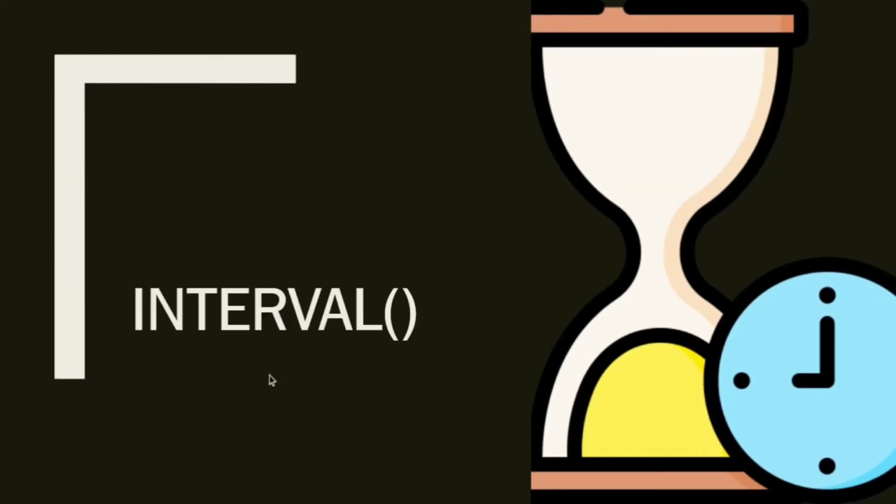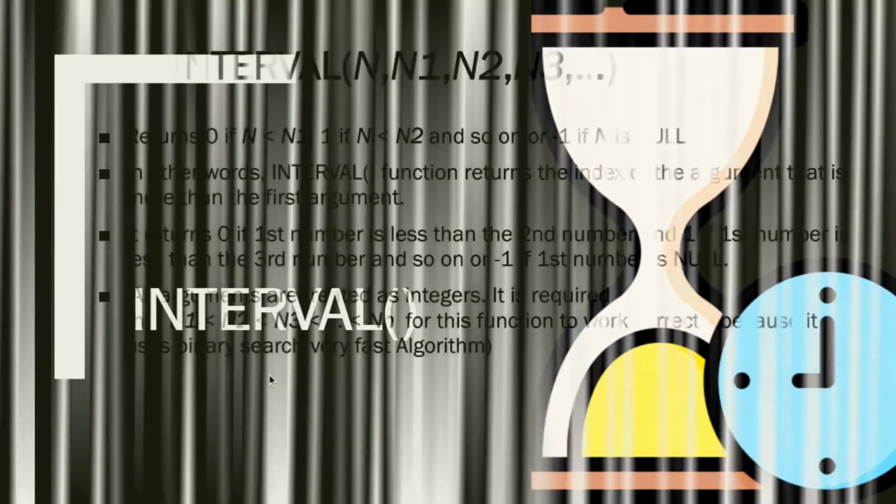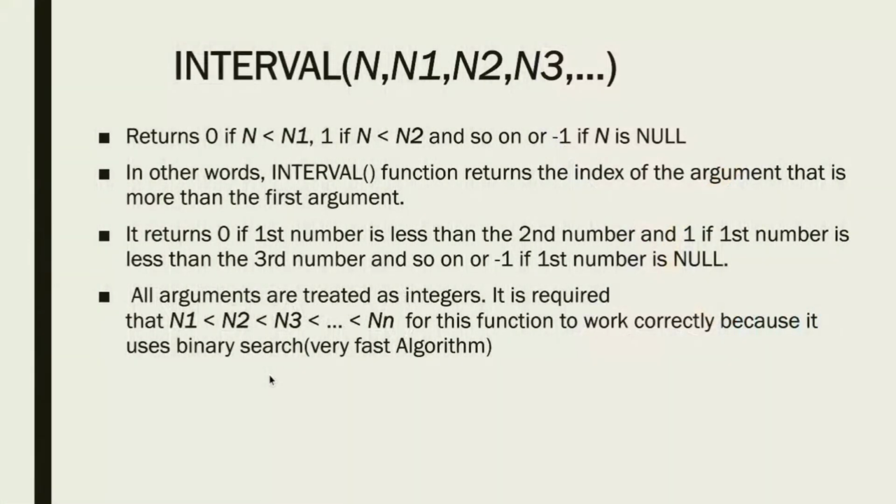Our next topic is INTERVAL. Let's see what INTERVAL is. The INTERVAL function returns the index of the argument that is more than the first argument. It returns 0 if the first number is less than the second number, and 1 if the first number is less than the third number. I will tell you with an example so it will be clear to you. Just note it down, this is only the definition.